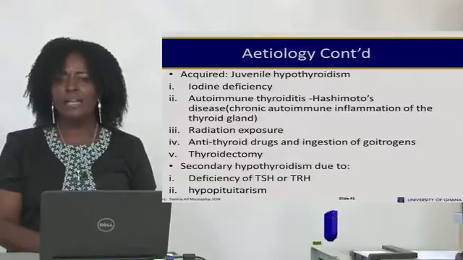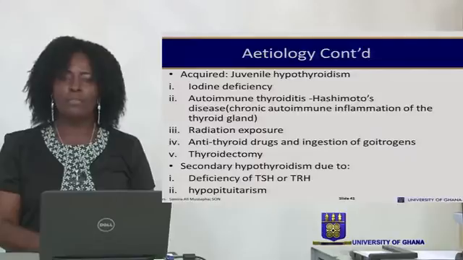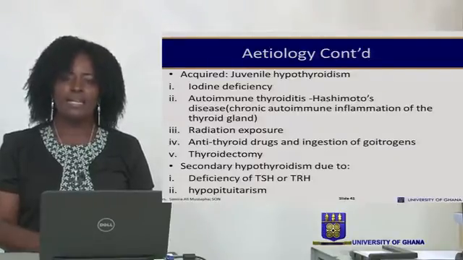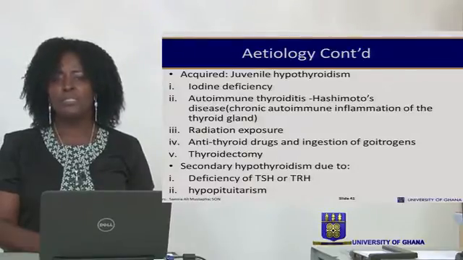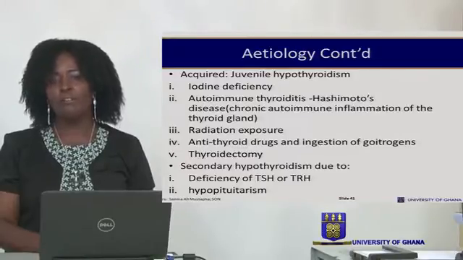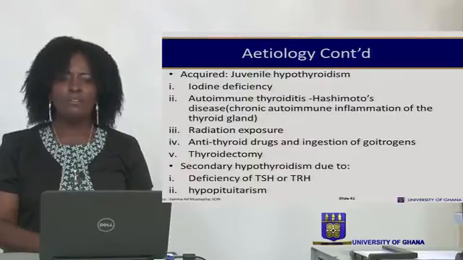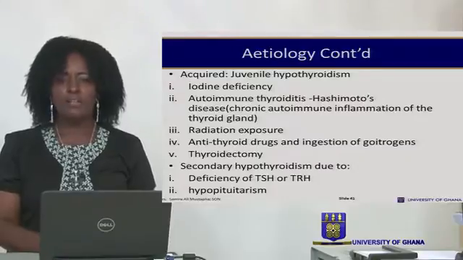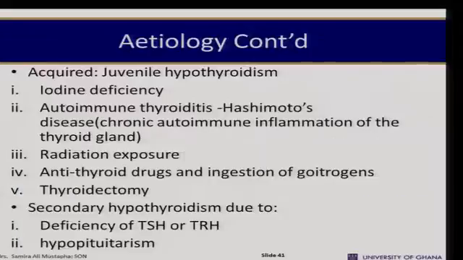Acquired or juvenile hypothyroidism, we have said, can also occur as a result of autoimmune thyroiditis, which is also referred to as Hashimoto's disease, where there is chronic autoimmune inflammation of the thyroid gland. It may also be a result of many other factors in the environment, or even as a result of thyroidectomy, where there is surgical excision of the thyroid gland.